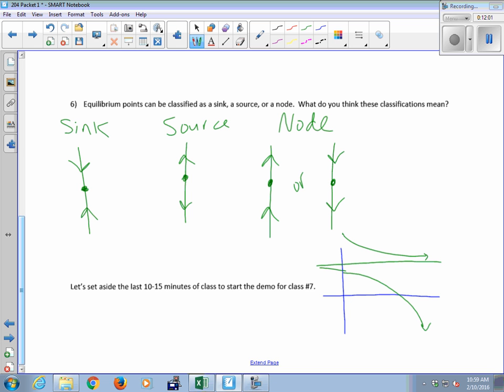Okay, I'm going to have you work on your activities, but we're going to save the last 10-15 minutes of class to do the very beginning of 1.7, because there's a lot to 1.7, and it uses a lot of this phase line stuff. So I think it'll be good to do some of it today.